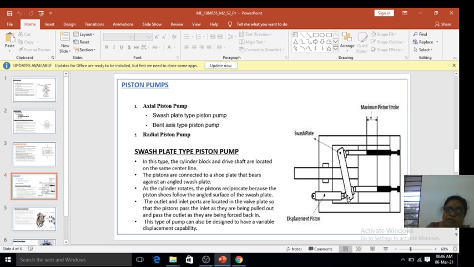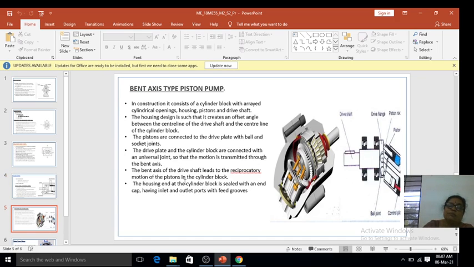The main advantage of this pump is that it can be designed for variable displacement also, that is, we can adjust the swash plate or this inclined plate by using certain design parameters.